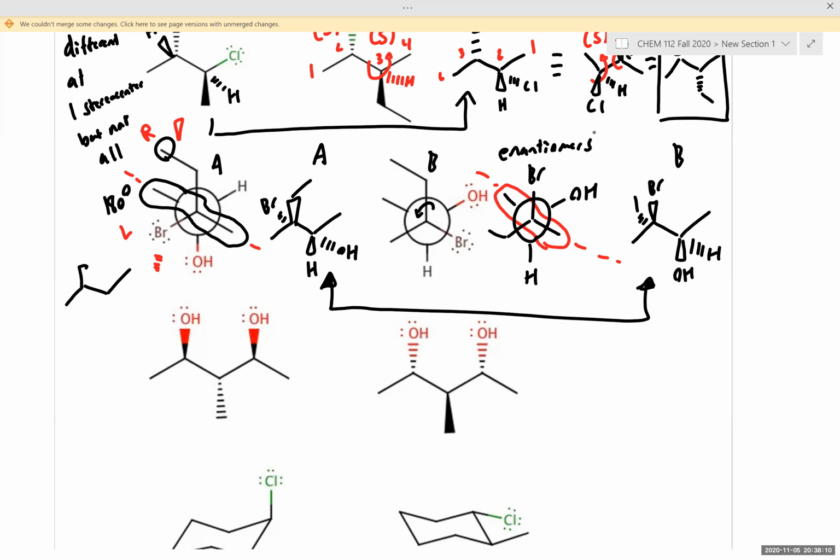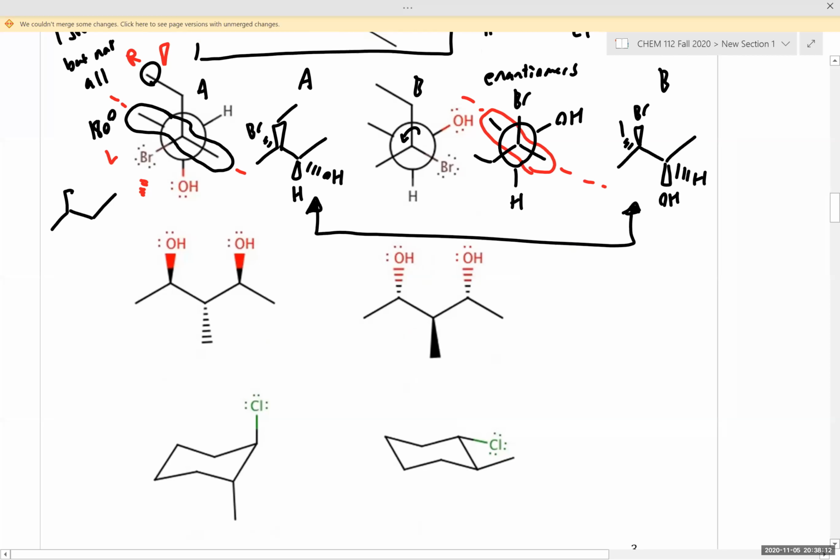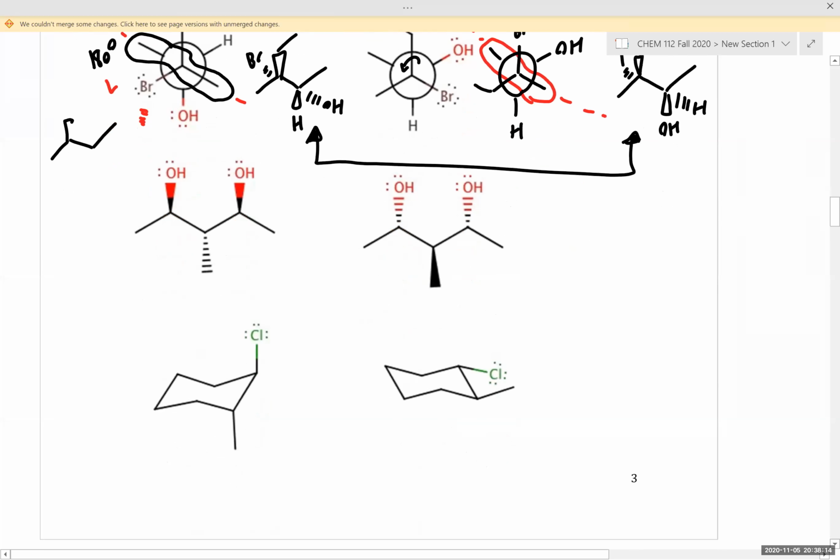Okay, let's look at this third pair. This one's a little tricky. So what does everyone think? At first glance, does anyone notice anything odd here? Does anyone notice anything a little disconcerting with this structure?